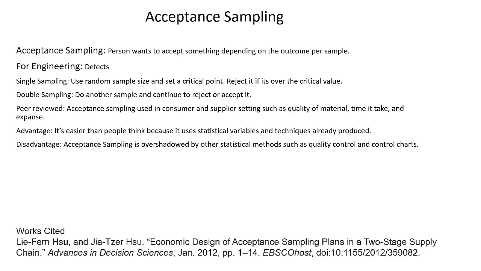So let's learn about single sampling first, which is a form of acceptance sampling where we use a random sample size, set a critical point, and if it is over it, we'll reject it, and if it's not, then we'll accept it. So most of the times you want to do a double sampling in many situations, which is you just simply do another single sampling and you continue to reject or accept it, because sometimes you get pretty unlucky and get a really bad acceptance sample.